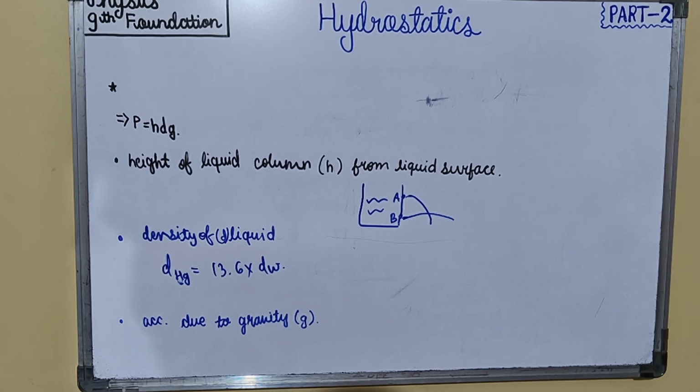From the formula P is equal to HdG, the more the gravity, the more the fluid pressure. Here H and D are constants. Acceleration due to gravity at the pole is more than at the equator, and hence fluid pressure will be more at the poles than at the equator.